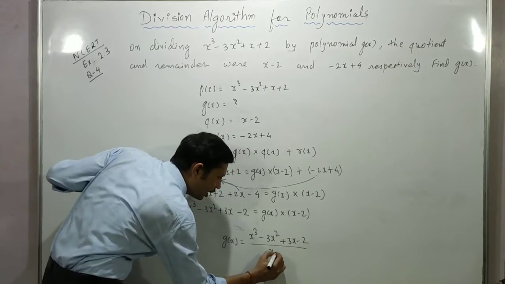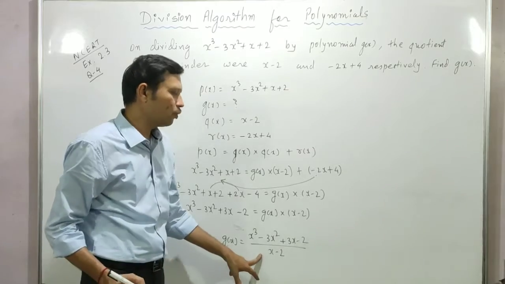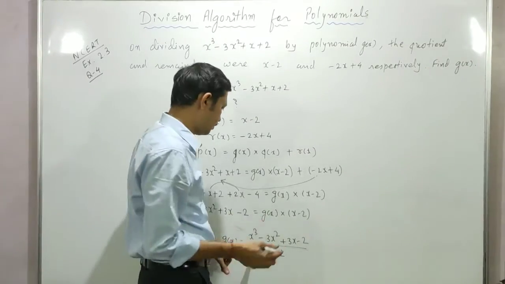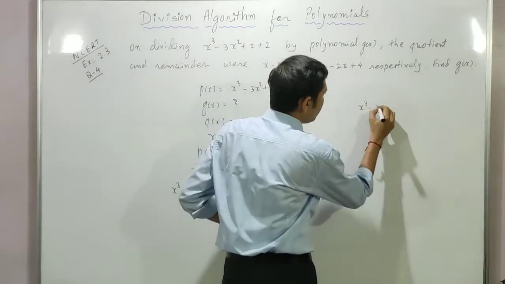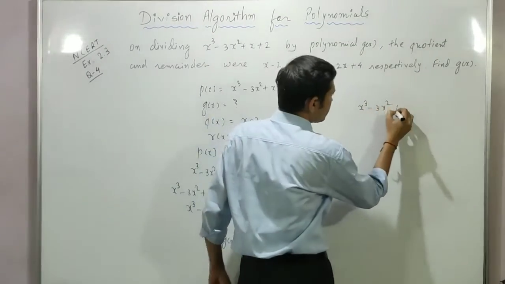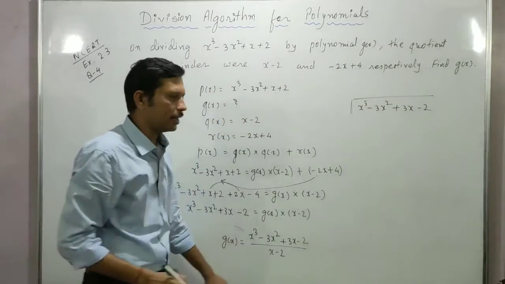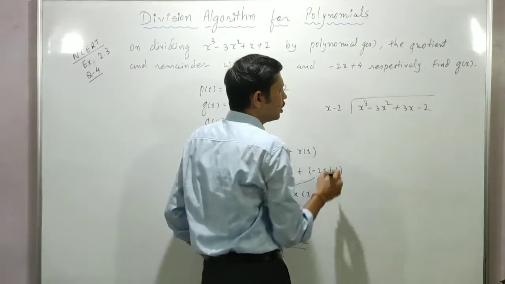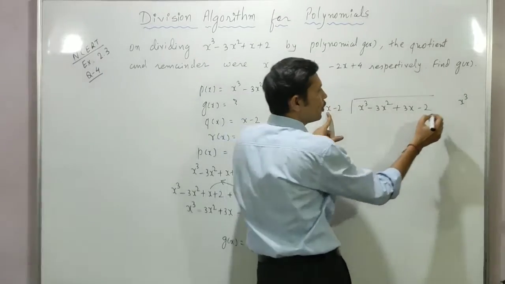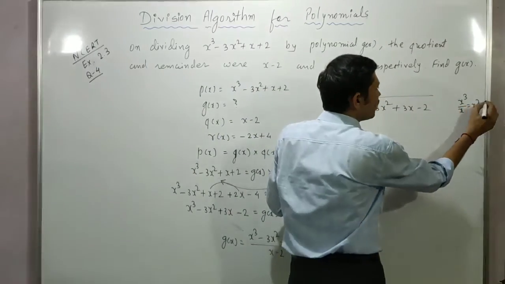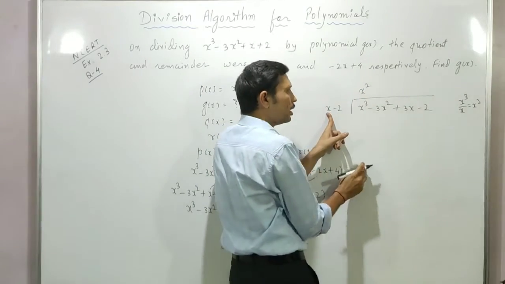And that we will divide by x minus 2. This multiplication will come to the division. And now we will perform this long division as usual. X cube minus 3x square plus 3x minus 2, that we will divide by what? X minus 2. Now for the first term of the quotient, x cube should be divided by the first term of the divisor, that is x, and x square is left. So the first term of the quotient is x square.